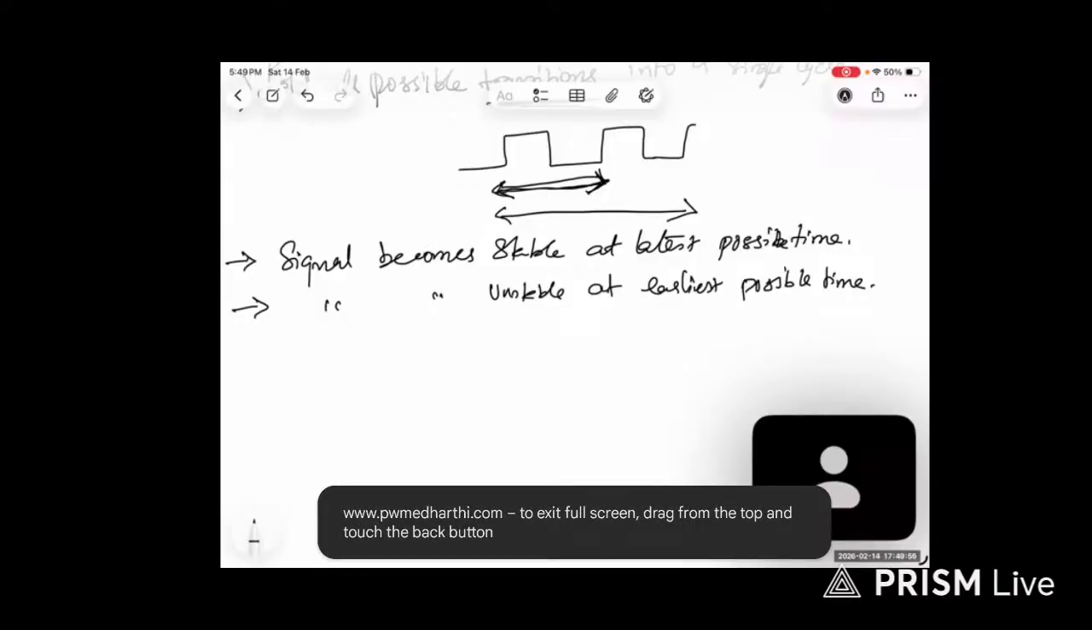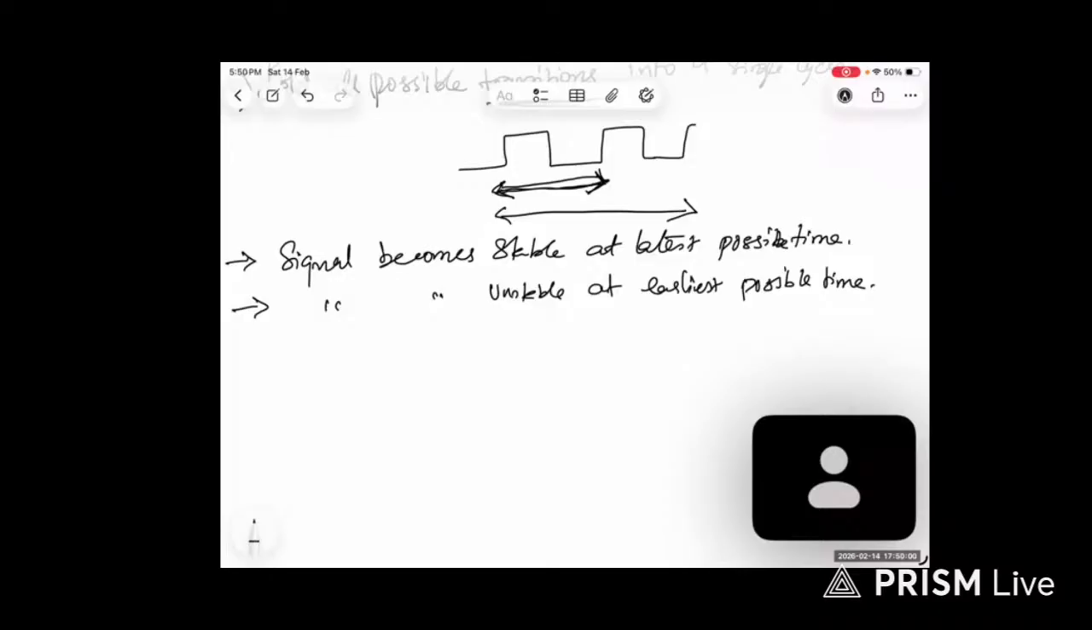These signals become stable at the latest possible time. That means when the signal is coming inside the chip from outside, it becomes stable. Stable as in it has to go to either a 1 state or a 0 state and become stable at the latest possible time. That is one assumption.